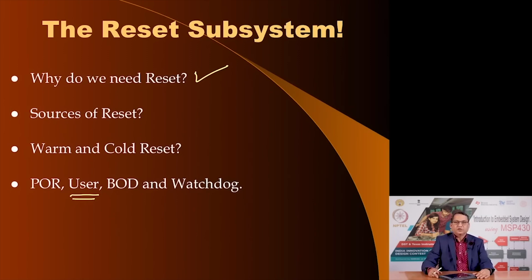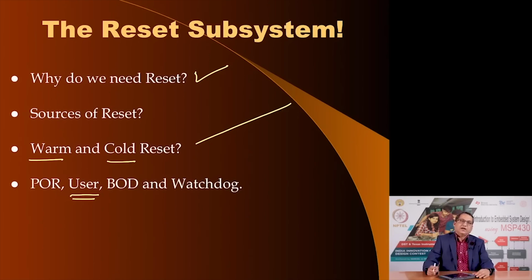We will see other sources of reset, but before that I have classified the resets to be of two types: warm reset and cold reset. A warm reset means that the system power has not been disabled, it has not been switched off, and you would still like to reset the system without turning the power off. Other source of reset would be a cold reset, meaning you turn the power off and when you turn it on again, it would be classified as a cold reset.